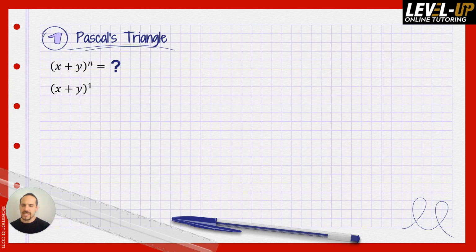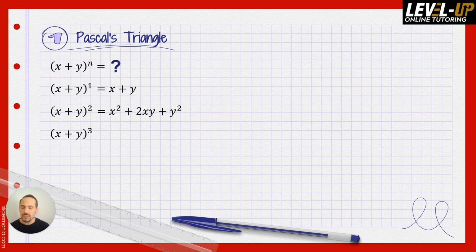So first of all, n equals 1. What is this? Well, that's just going to be x plus y, isn't it? Then the next one, x plus y squared. What is that going to be? Well, we know how to expand that, don't we? If you expand and collect together like terms, you're essentially going to get this.